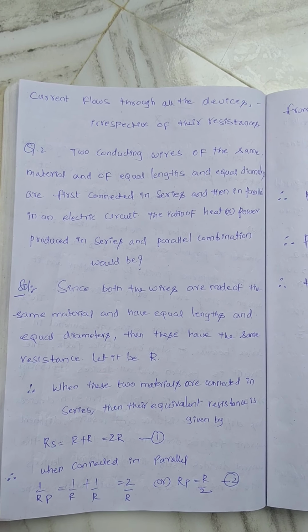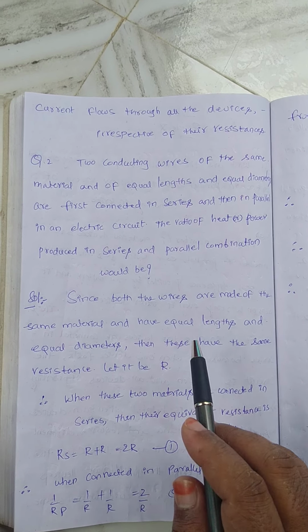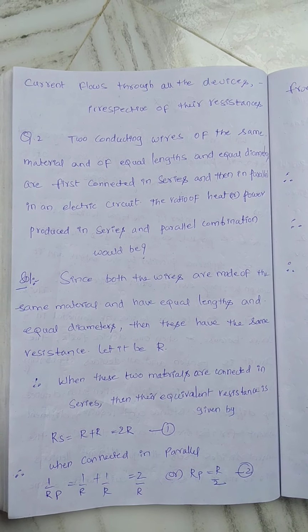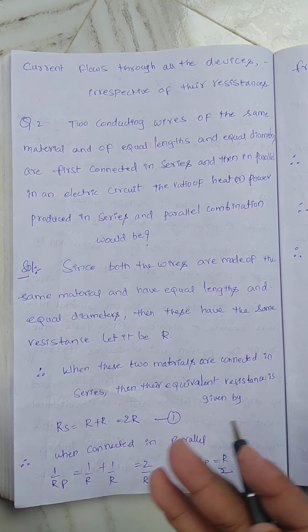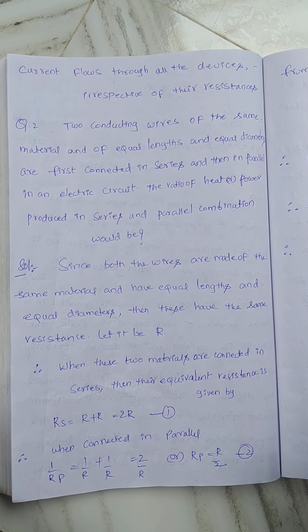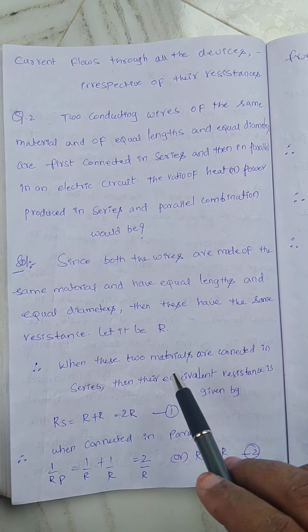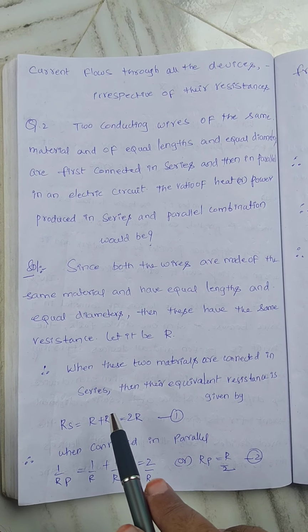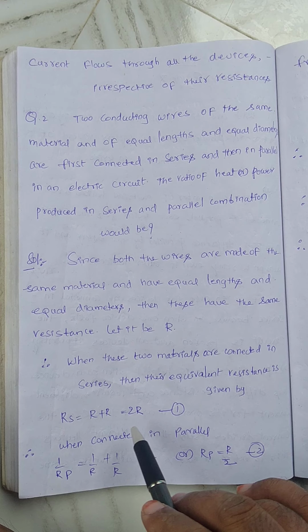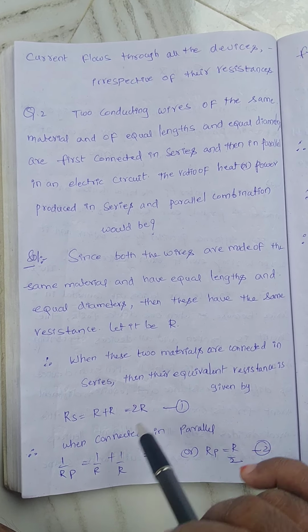The solution: since both wires are made of the same material, with equal lengths and equal diameters, they have the same resistance, let it be R. When two wires are connected in series, the equivalent resistance is R plus R, which is 2R.